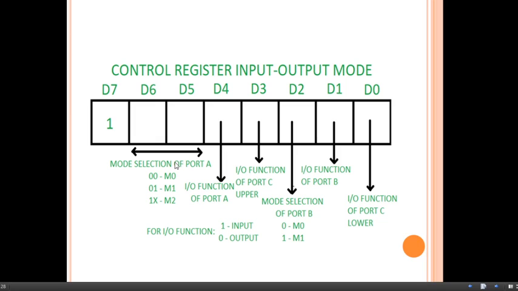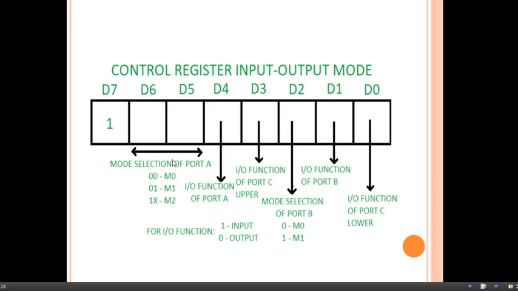Now, we have seen in the functional block diagram that there are two groups in 8255, group A and group B. Group A consists of port A and port C upper, and group B consists of port B and port C lower.